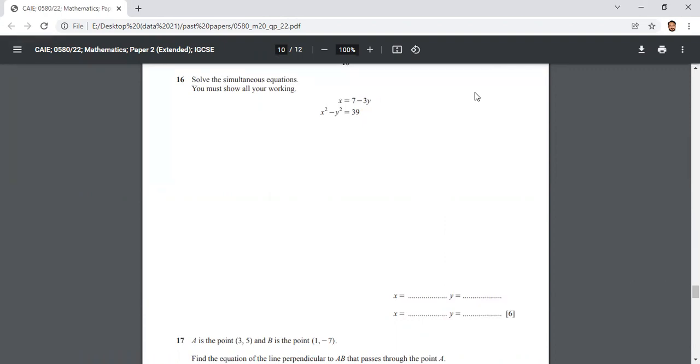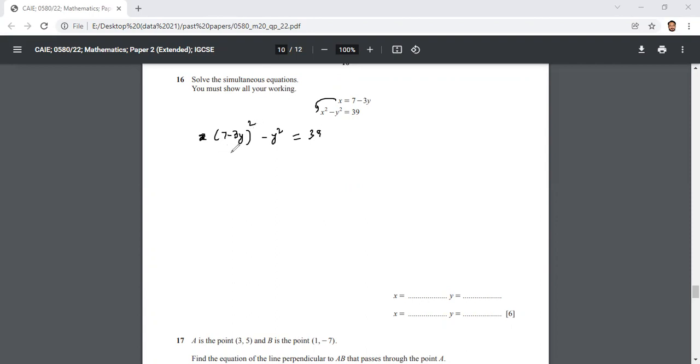We know x equals 7 minus 3y, so I'm going to apply it directly in x squared. In place of x, you can apply this value, 7 minus 3y. So (7 minus 3y) squared minus y squared equals 13. I'm applying the direct substitution concept, okay? So basically this is squared.